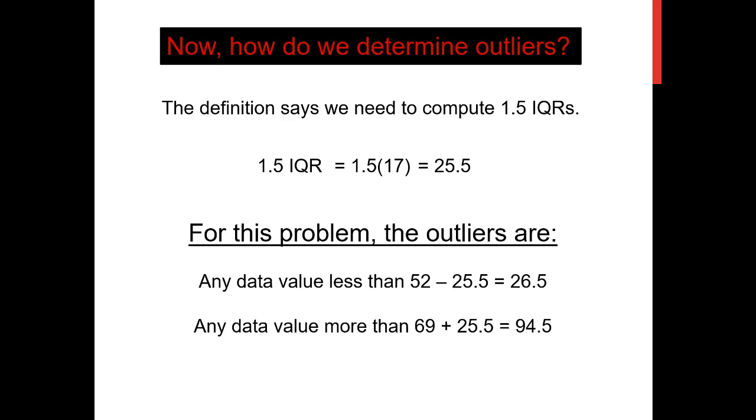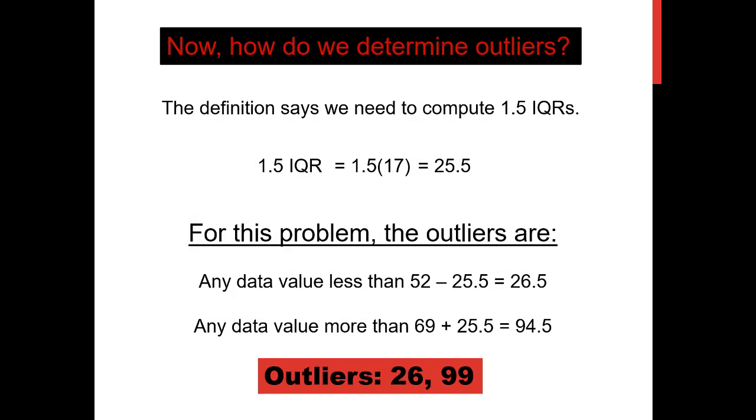So any data value that's less than 26.5 is an outlier. Any data value that's more than 94.5 is an outlier. So the data values here that are outliers are 26 and 99. So if you notice in our data set, we had this 26 and the outlier boundary was 26.5. So 26 was just barely an outlier because it was just barely outside of the distance that we defined to make it an outlier. And if you look on the other side of the data set, one of our data entries was 94. Now the cutoff was 94.5.